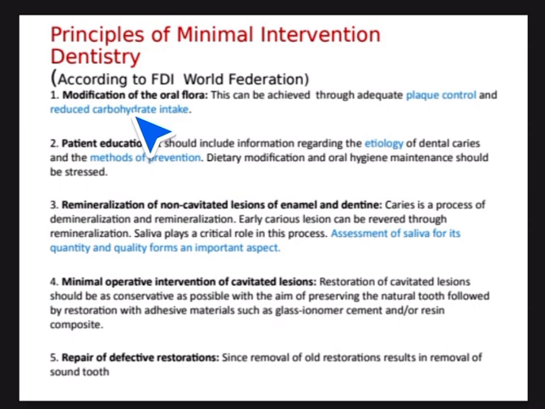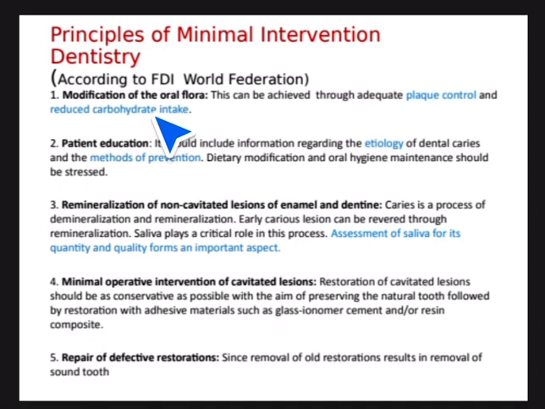So to treat the disease called dental caries, number one, plaque control. How do we do plaque control? By toothbrushing, by mouthwash, by dental floss. And how do you reduce carbohydrate intake? By reducing the number of sugars you are taking. Less of juices, less of sugars. So when you do this, you are treating the disease called caries by just brushing your teeth and reducing carbohydrates in your food. Refined carbohydrate, sugar.